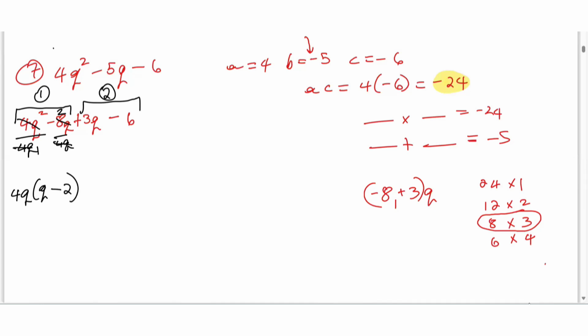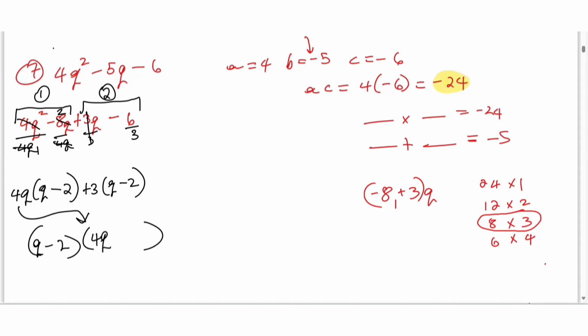Now let's take a look. Positive 3 will be my common factor for 3q minus 6. So I'm going to divide group 2 by positive 3. Positive 3 into itself, we're left with our q. Negative 6 divided by 3, we're left with 2. As you could see, my brackets come back: q minus 2. So let us just write this back and then open a bracket. This comes here, that's 4q, and this one comes here, that's plus 3, and we're done.